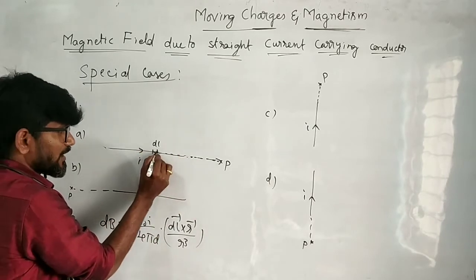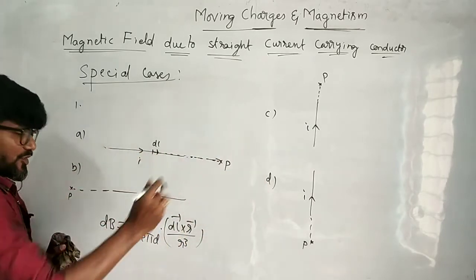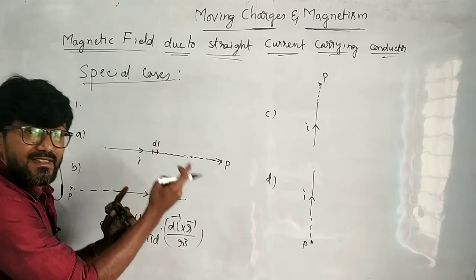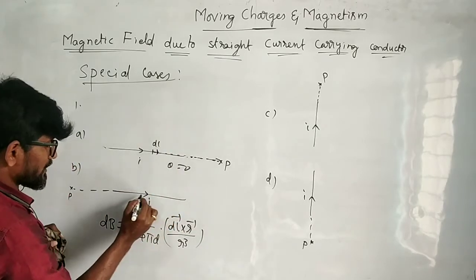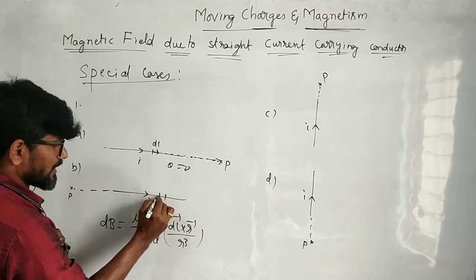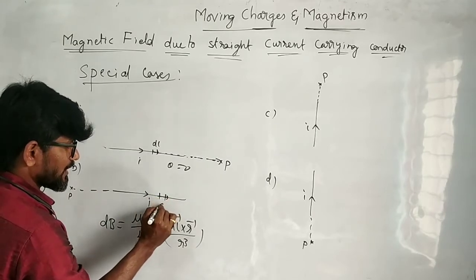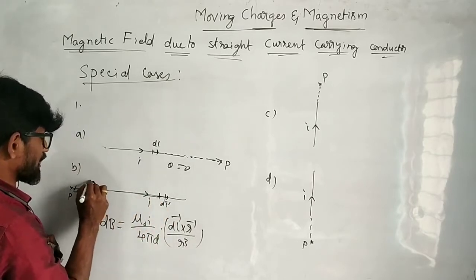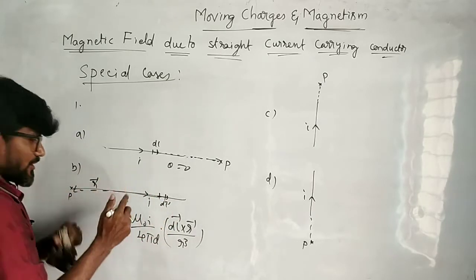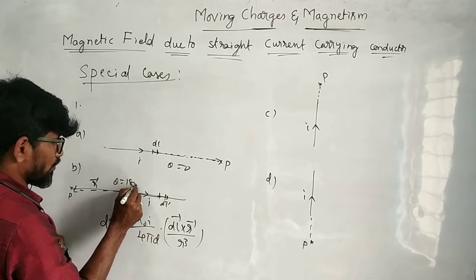Here dl bar is this, r bar is also in the same direction. So the angle between them, theta, is 0. In this case, theta is equal to 0. If you consider an element here, because current is flowing in this direction, dl bar will be in this direction, right? And this is your r bar. So they are in opposite directions. In this case, theta is equal to 180.